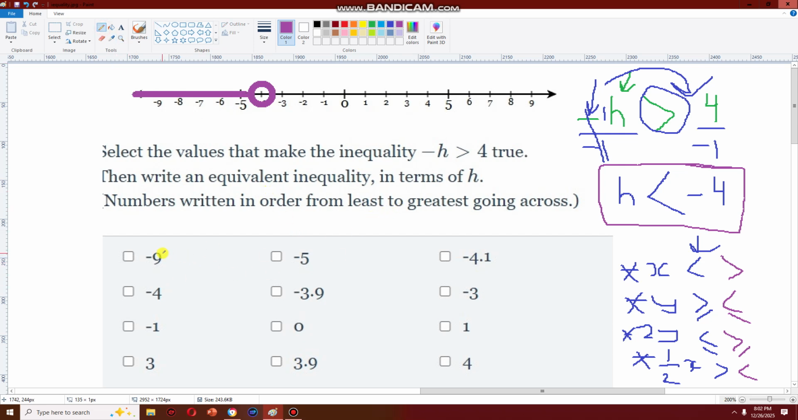Minus 9 is less than minus 4, yes. Minus 4 is less than minus 4, no. Why? Because there's no equal sign here. Minus 1, no. 3, no. Minus 5, yep. Minus 3.5, nope. Nope. Nope. Yep. Nope. Nope. And nope. There we go. This is the answer for this question.